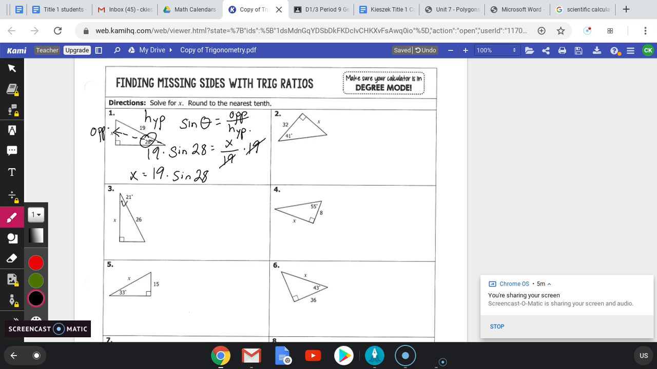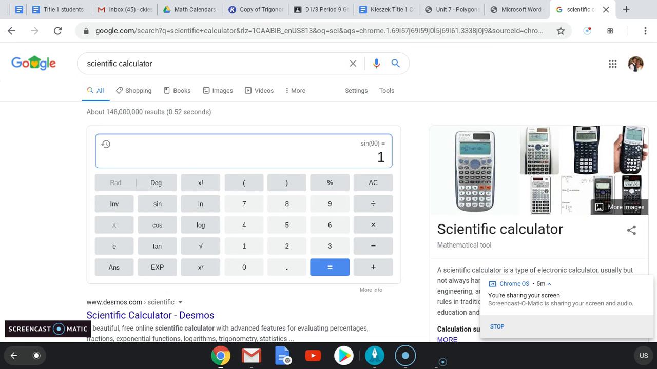So on the scientific calculator, I'm literally going to type in 19 times sine 28. And you're going to get a decimal as your answer, so as the problem says, round it to the nearest tenth. So that would be 8.9.